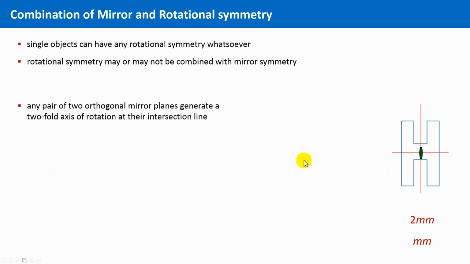And this is a geometrical law. Any pair of two orthogonal mirrors generates at their line of intersection a twofold axis of rotation. So the full but redundant symbol would be 2mm, but usually only the short symbol is given, mm.